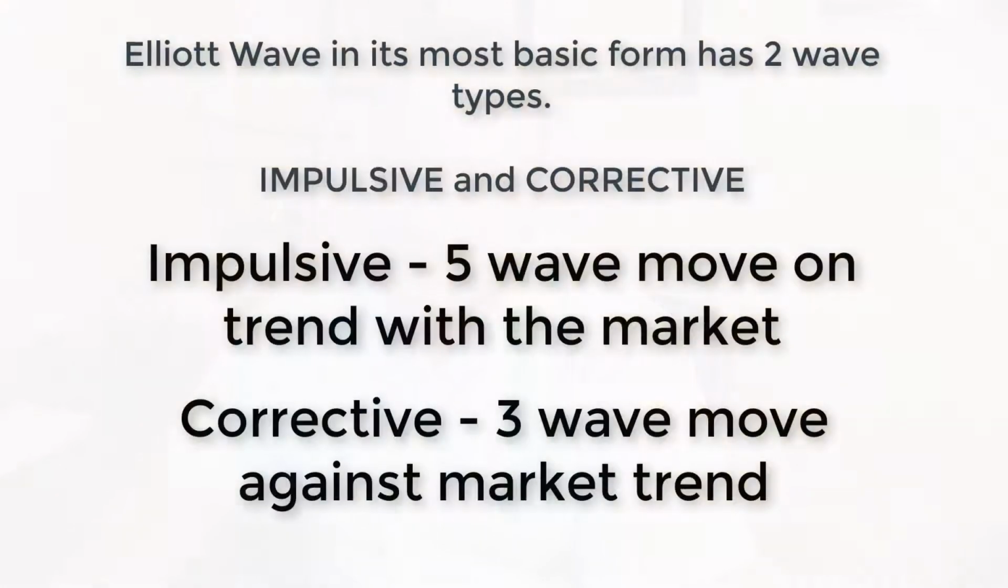Okay guys, so first things first, we have to cover a few Elliott Wave basics so that you understand what I'm talking about when we get to the chart. The first thing is that Elliott Wave, in its most basic form, has two wave patterns. It has an impulsive wave, which is a 5-wave move on trend with the market. For instance, in a bull market, it would go up, and in a bear market, it would go down. And then you have corrective waves, and those are 3-wave moves against market trend. So in a bull market, corrective waves go down, and in a bear market, corrective waves go up. Understanding the two wave patterns is important when we get into the chart.